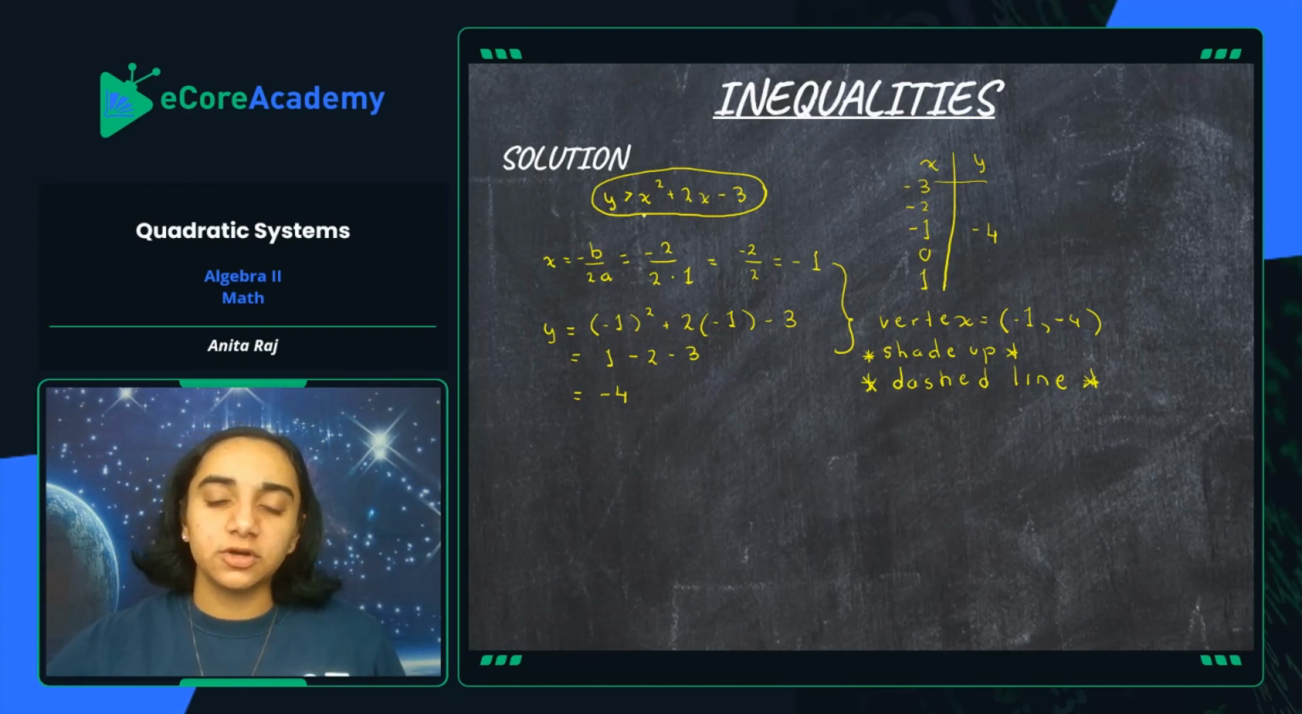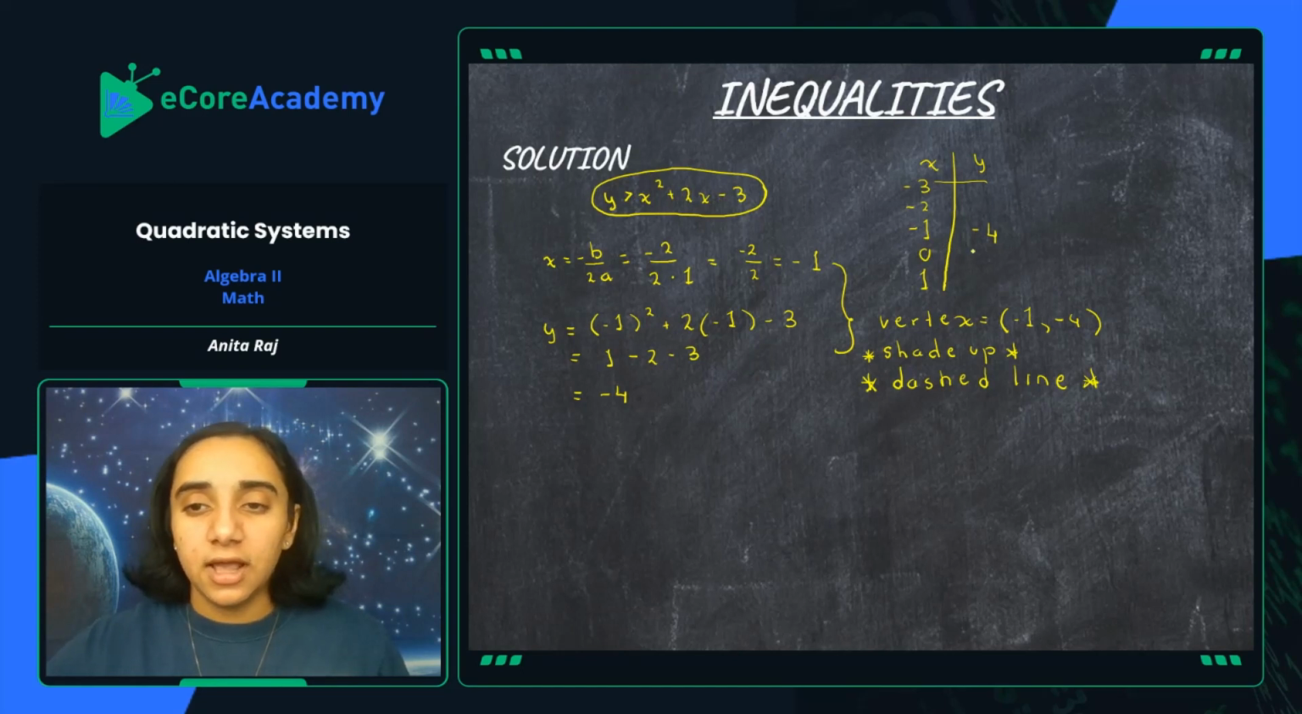If we plug 0 in for x, we get 0 squared, which is 0, plus 2 times 0, which is 0, minus 3, which is negative 3. So our y-coordinate is going to be negative 3, and our y-coordinate for negative 2 will also be negative 3. If we plug 1 in, 1 squared is 1, plus 2 times 1 is 2, 1 plus 2 is 3, and 3 minus 3 is 0. So our y-coordinate is going to be 0, and our y-coordinate up here is also going to be 0.